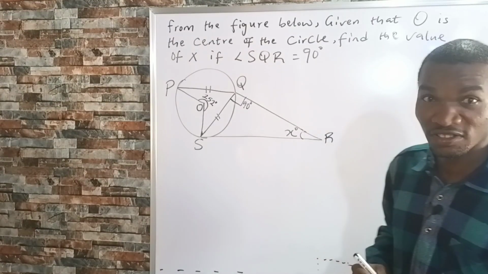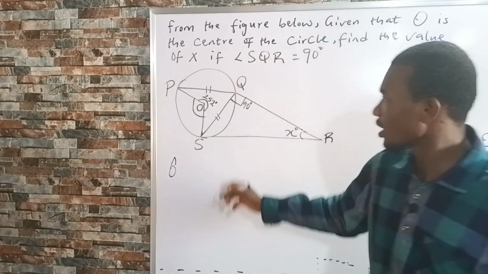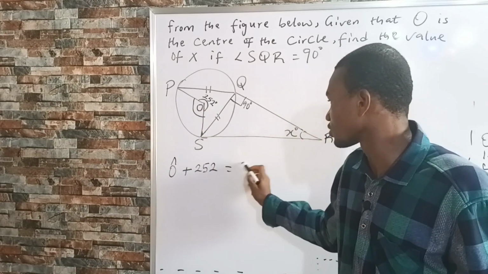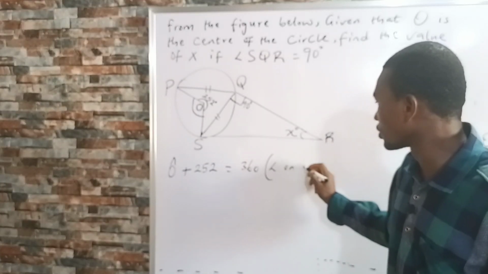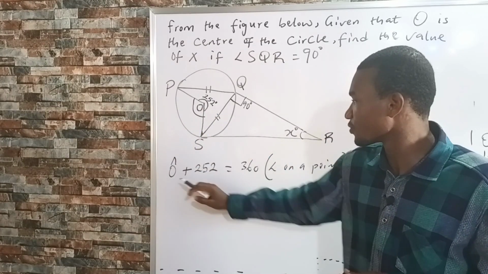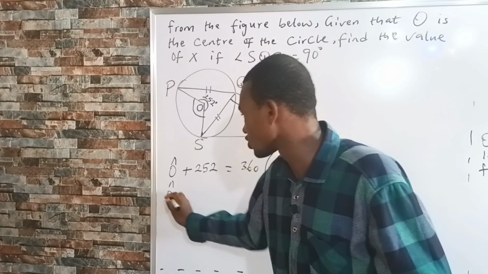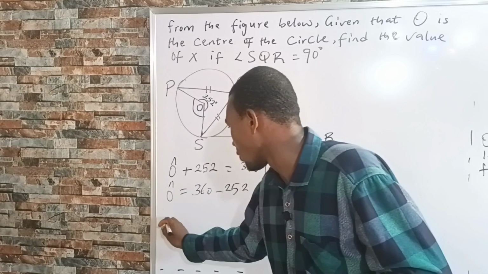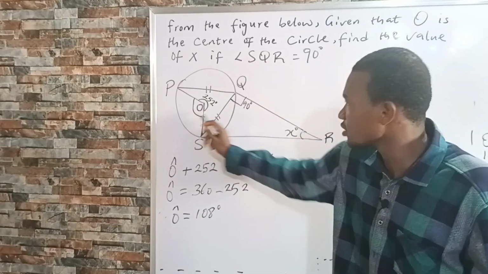Before we find the angle X, first thing first, we shall find this angle here. Let me call it angle O, okay? So this angle O plus this other angle here, which is 252, should give us the total of 360 degrees. And don't forget that the reason is that the angle on a point is 360 degrees. Such that if I make O the subject of the formula, I would then have 360 minus 252. Therefore, my angle O is equal to 108. So this angle O here is 108 degrees.